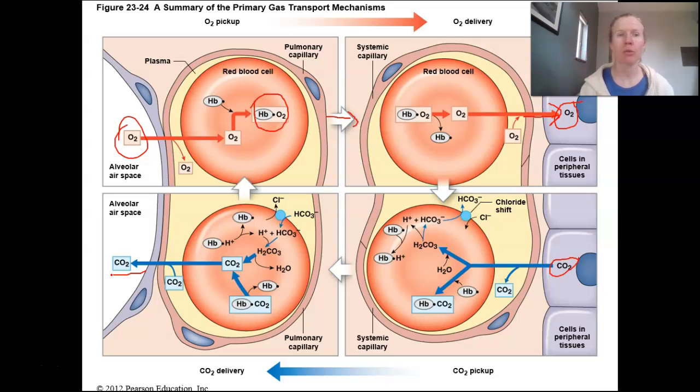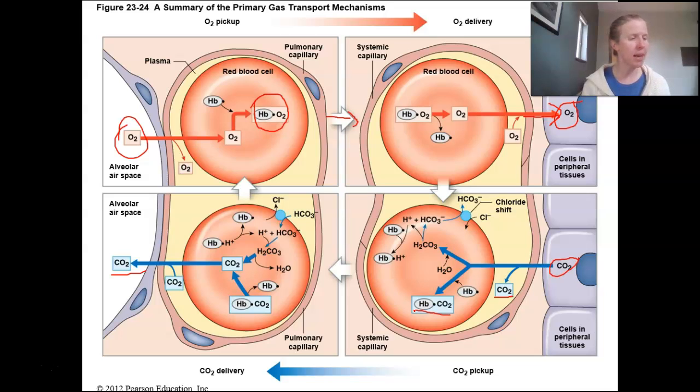CO2 is carried really 3 different ways. So some of our CO2 is able to dissolve in the plasma, and that actually ends up being around 7%. It's actually much more soluble than oxygen is. So 7% of your CO2 is in the plasma. About 23% is carried by hemoglobin, right?